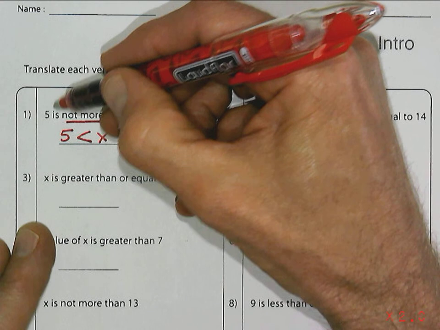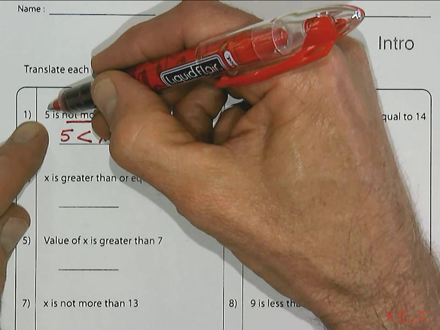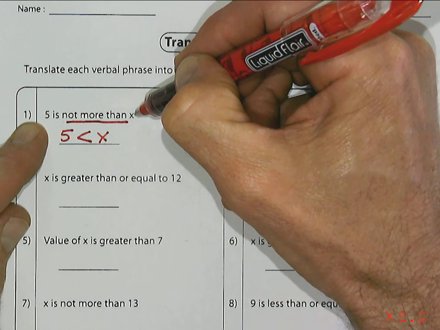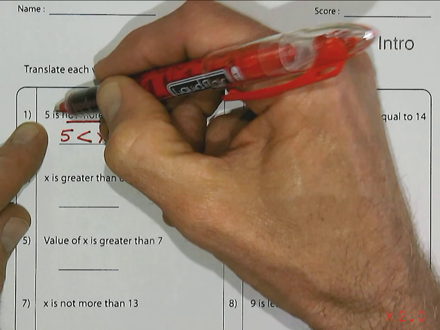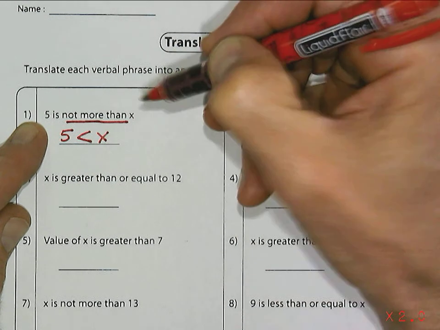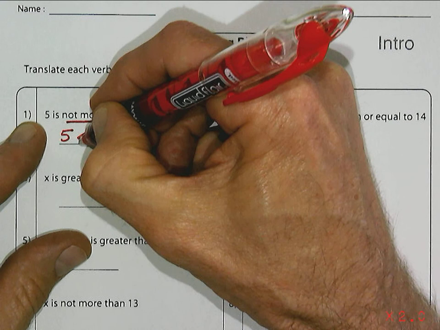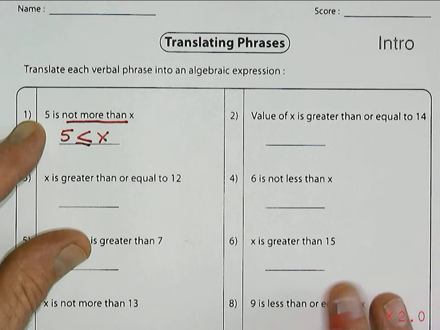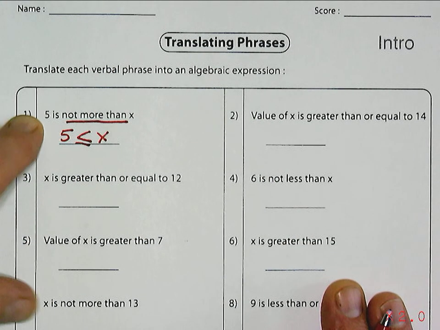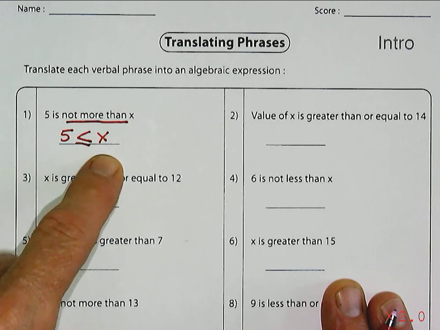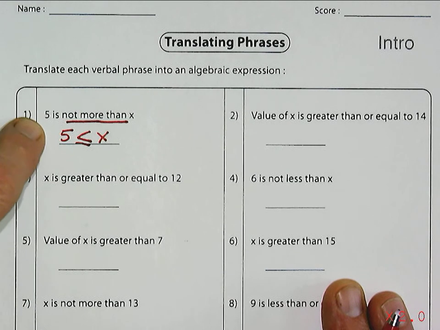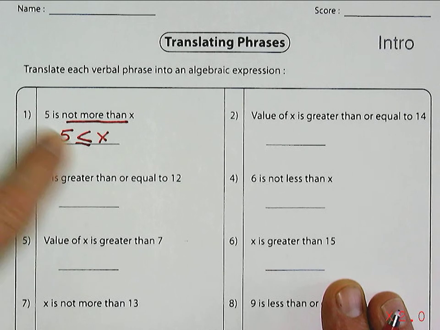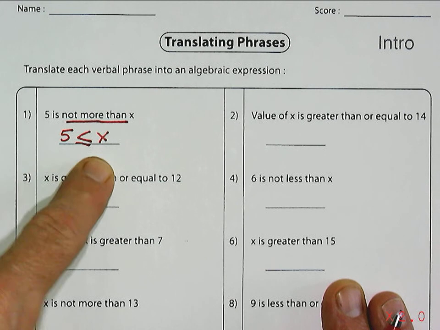To determine that, I would say 5 is not more than 5. If that's the case, 5 is not more than 5, that's true. 5 is not more than 5, it is 5. Then I would include the equal symbol underneath it. So because 5 is not more than 5, 5 is equal to 5, or 5 is less than x. So whatever x is, 5 has to be less than or equal to x as well.